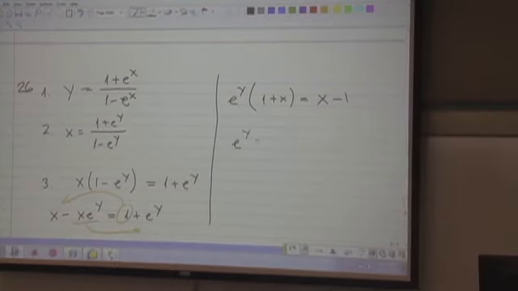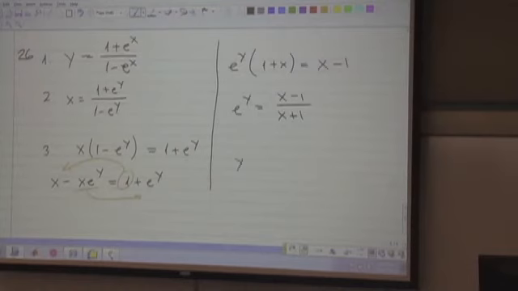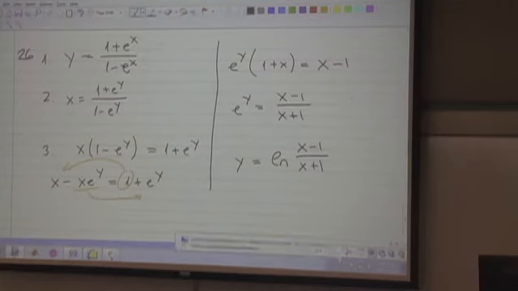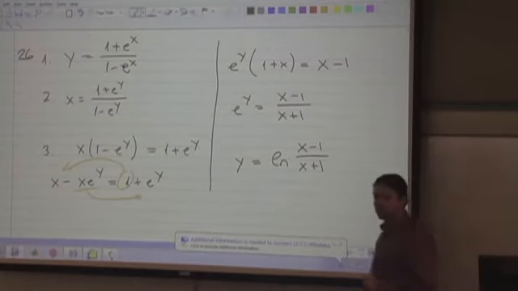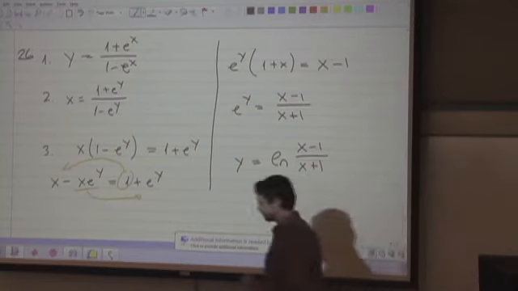Okay, so now e to the y is equal to x minus 1 over, I'll write it as x plus 1 so it looks nice and pretty. And so from here y is just ln of x minus 1 over x plus 1. Okay? Alrighty. Ready, set, go? Okay.